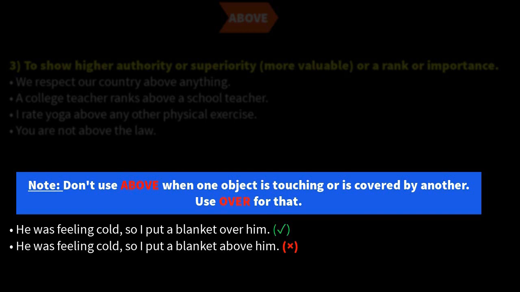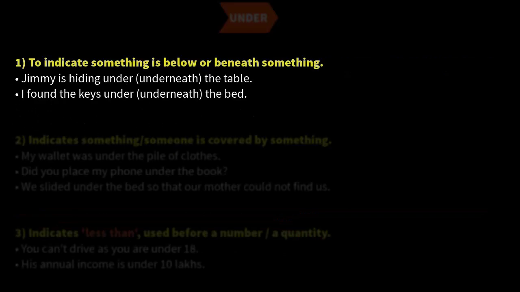Alright, let us talk about the next preposition. Under. Under is a very common preposition, guys. It is used to talk about the location of an object. It has multiple usages. Let us master all these usages. Number 1, to indicate a person or a thing is below or beneath something else.